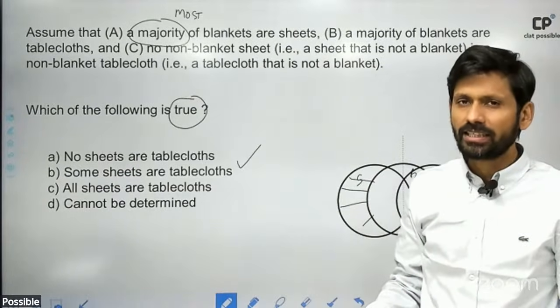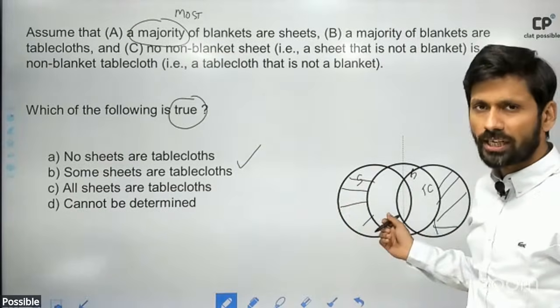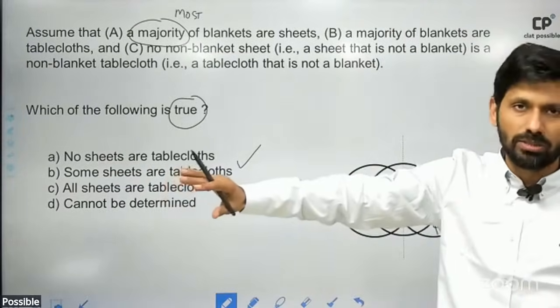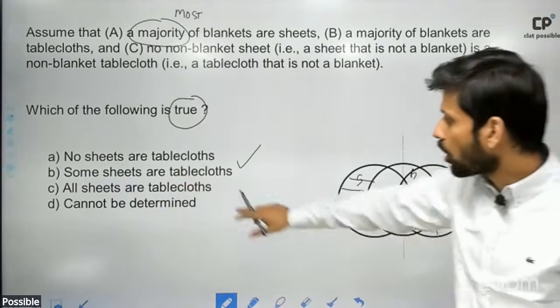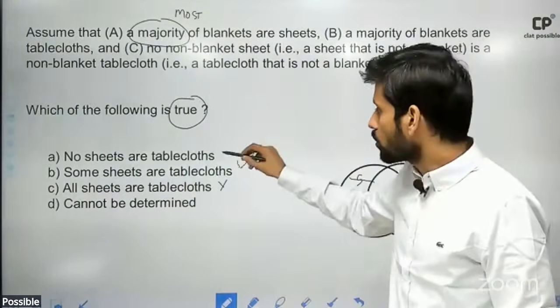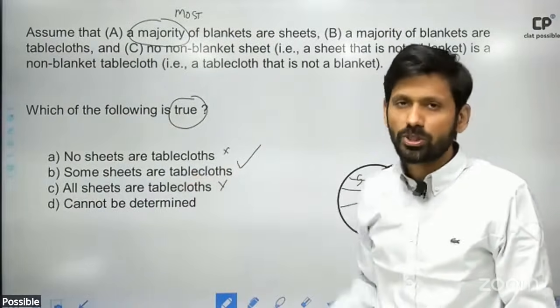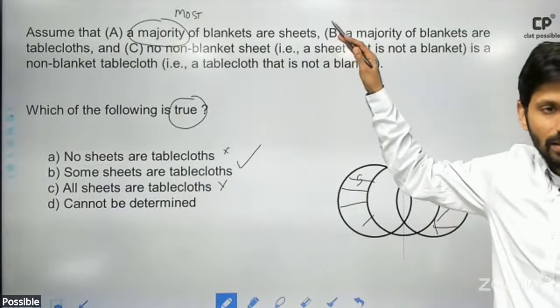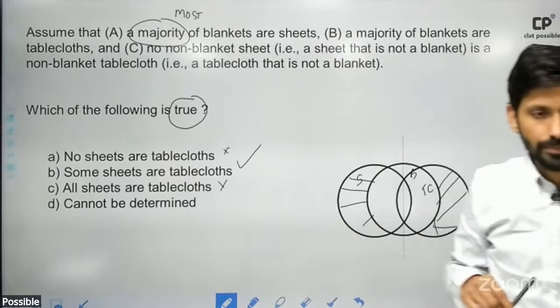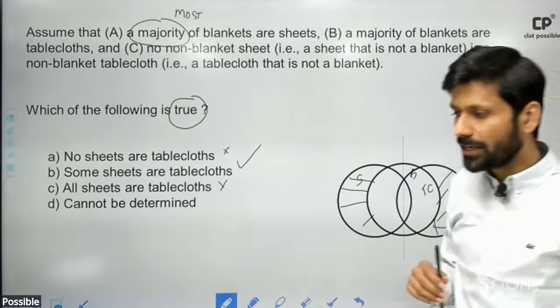So basically what they are trying to say is all sheets are not tablecloths and all tablecloths are not sheets. So they are just denying that possibility, right? So all sheets are tablecloths becomes false in this case. So ये भी गलत ही है, right? So option B is correct. But yes, just solving for A and B, you would have gotten to the correct answer. Okay.